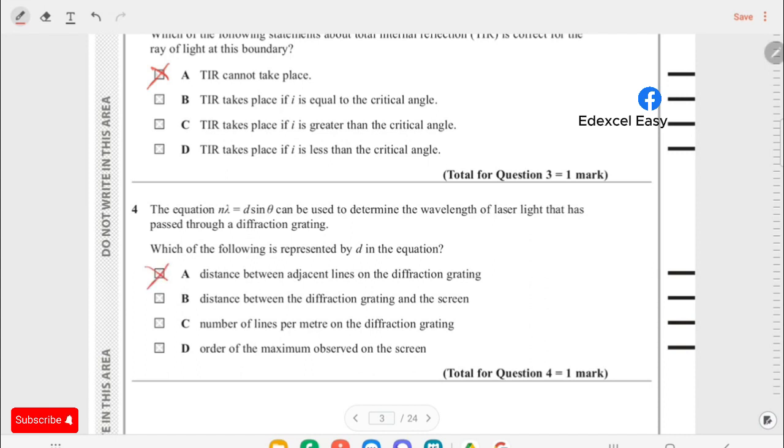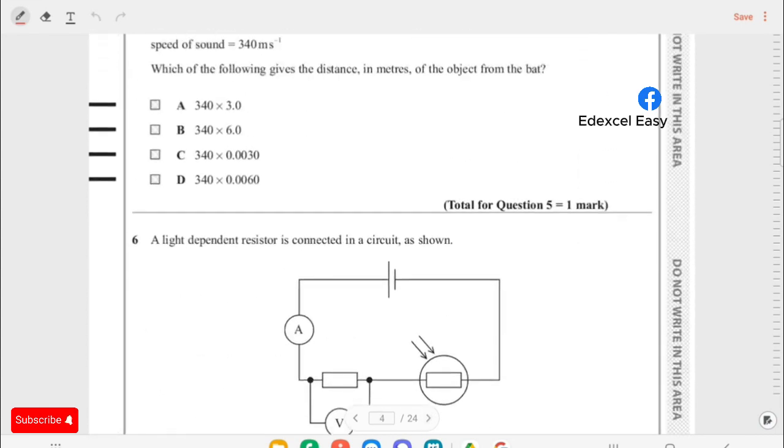Not the other options, and also not the distance between the zero order and the first maxima or consecutive maxima distances. So all the other options are wrong. Option A is the correct answer. We move to question 5.